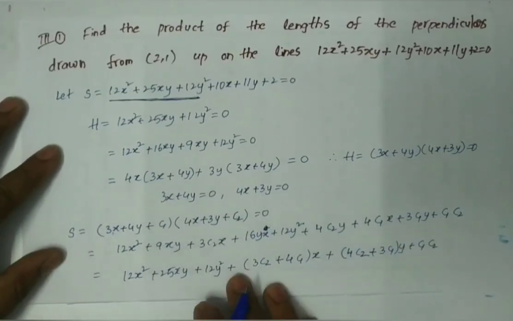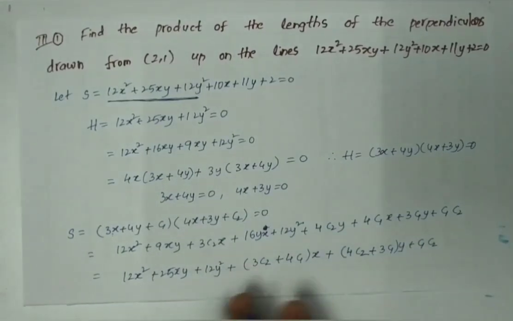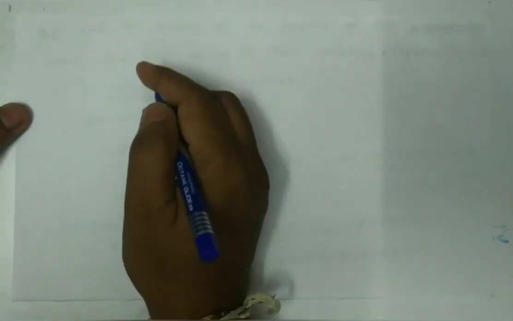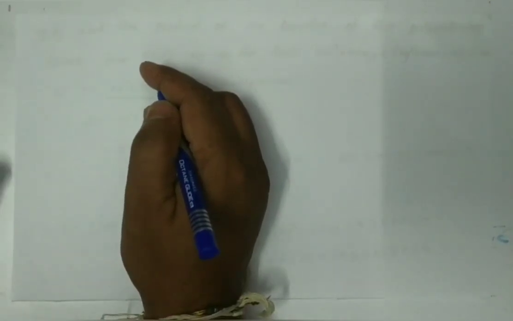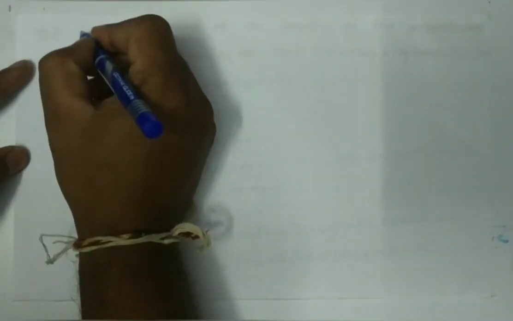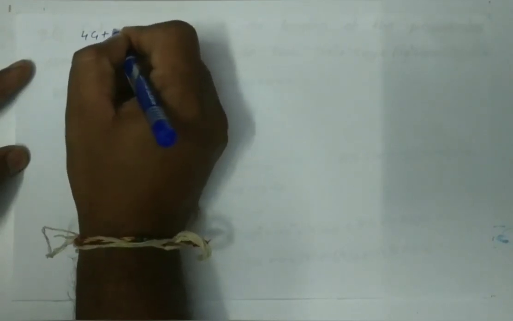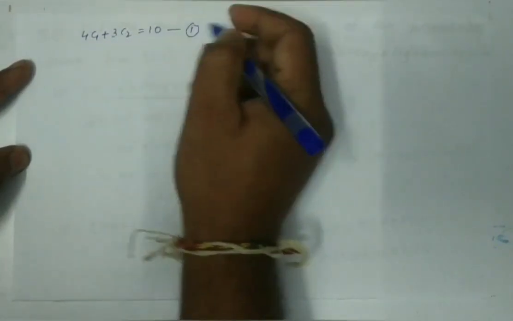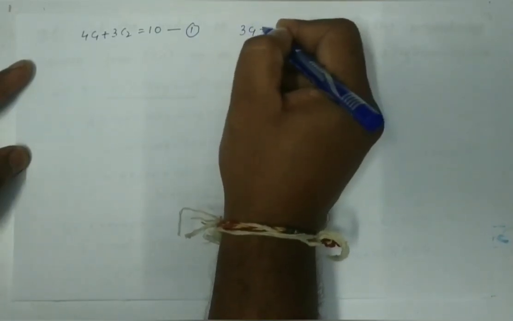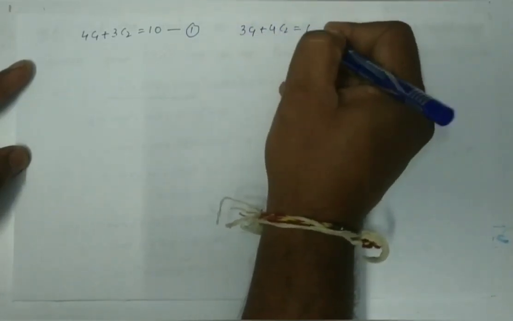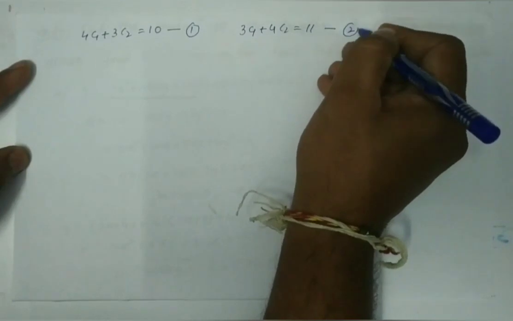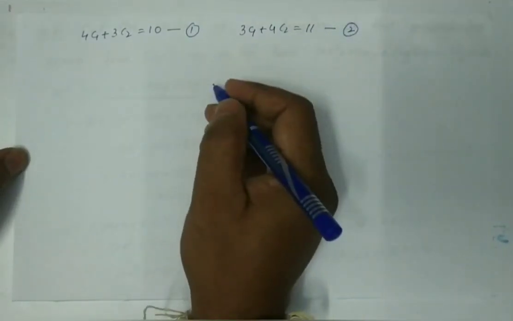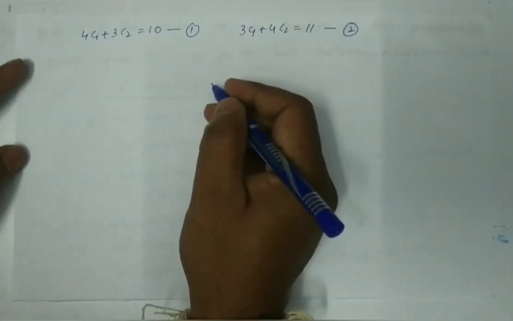Okay, so next let us compare coefficients on both sides. Now by comparing coefficients on both sides, here we get 4c1 + 3c2 = 10. Let us name this as equation 1, and 3c1 + 4c2 = 11. Let us name this as equation 2. So now by solving equation 1 and 2 we get the values c1 and c2.